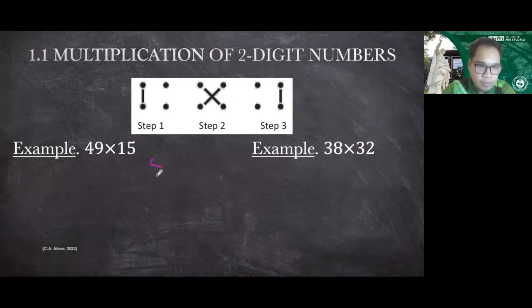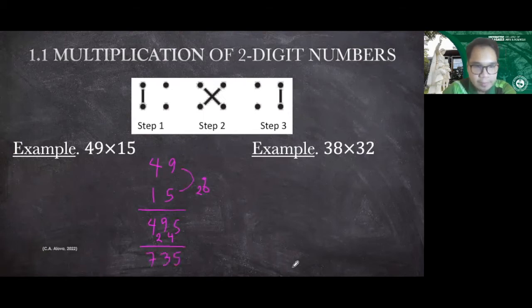So next, 49 times 15. So 4 times 1 is 4. 4 times 5 is 20. Add that to the product of 9 times 1, which is 9. So we have 29. And then 9 times 5 is 45. Okay, fix the carry. So we have 4 plus 2 is 6, but we have a 13 here. So that's going to become 735.